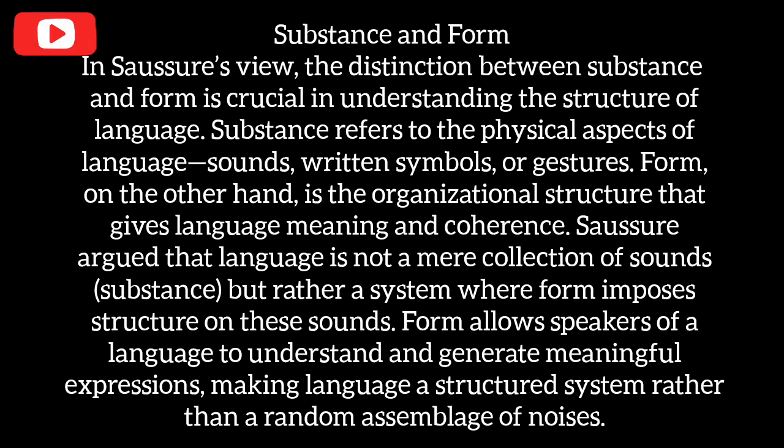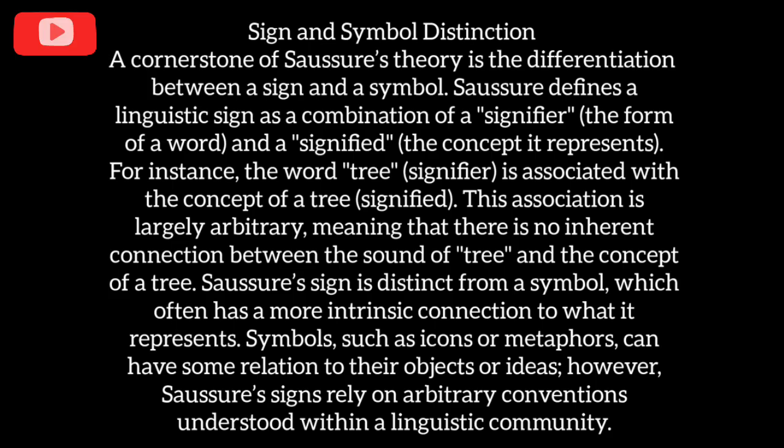Saussure argued that language is not a mere collection of sounds, or substance, but rather a system where form imposes structure on these sounds. Form allows speakers of a language to understand and generate meaningful expressions, making language a structured system rather than a random assemblage of noises.